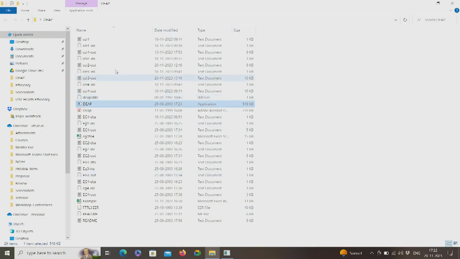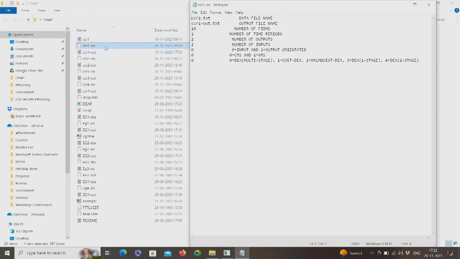I will just show you that file which I have opened. The file is ccr1-ins.txt, the instruction file. This is the file name, if you can read. Within that, if you remember, we mentioned that data is stored in ccr1.txt. That means it's a notepad file, so we have to specify the extension as well. Then the output is specified as ccr1-out.